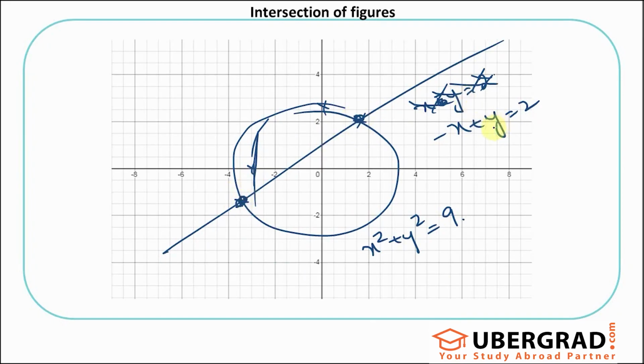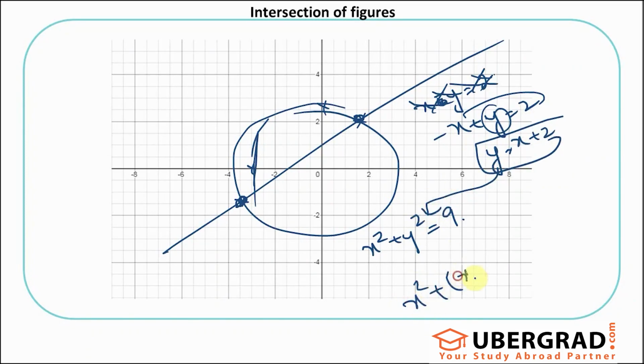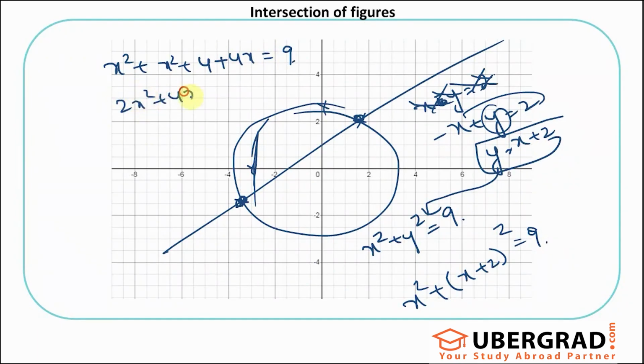So what should I do? Ideally, I should do this. I'll replace y. y equals x plus 2. Let me replace y here: x square plus x plus 2 whole square equals 9. And I'm getting a quadratic equation, right? So x plus 2 whole square is x square plus 2 square, which is 4, plus 2 twos are 4x, equals 9. So 2x square plus 4x minus 4 minus 9, which is minus 5, equals 0.